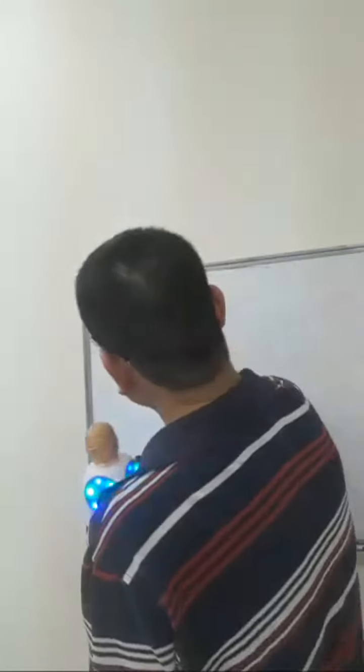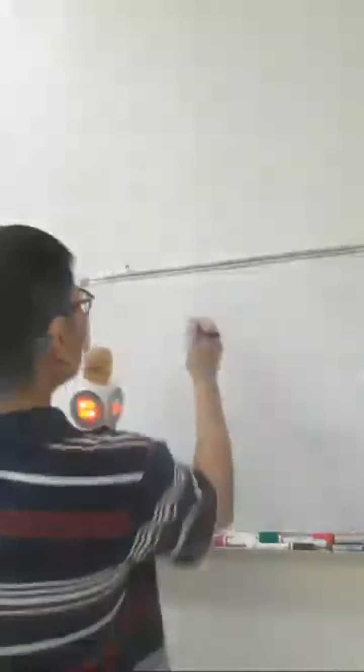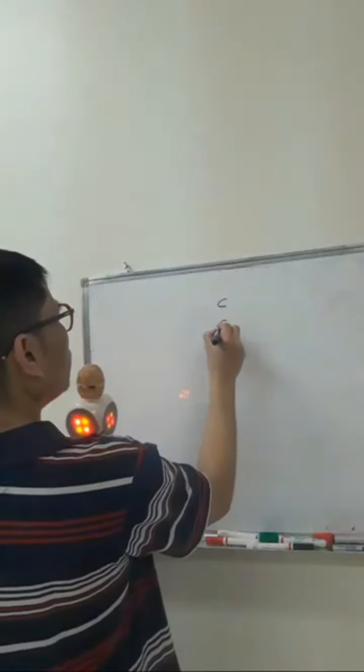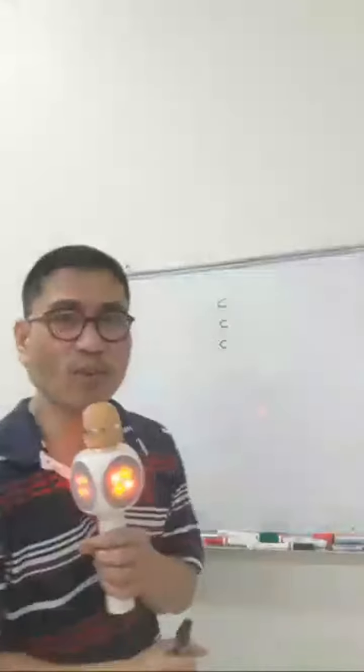So, for D-glucose, we base it on the D-glucose Fisher projection. How many carbon atoms? 6 carbon atoms. So, 1, 2, 3. You can see the formula, guys.